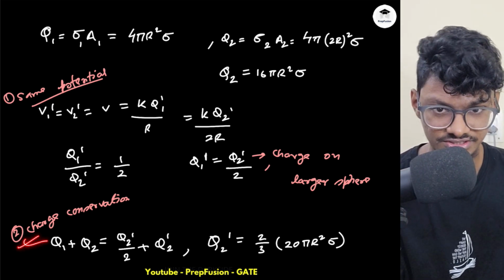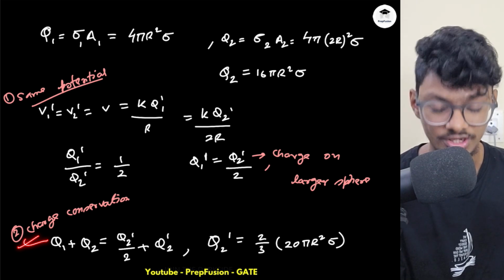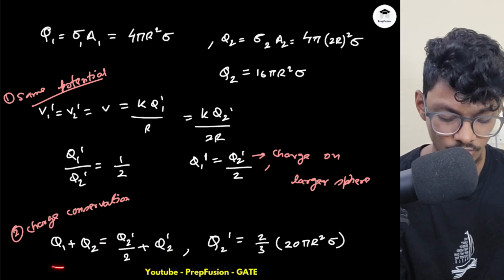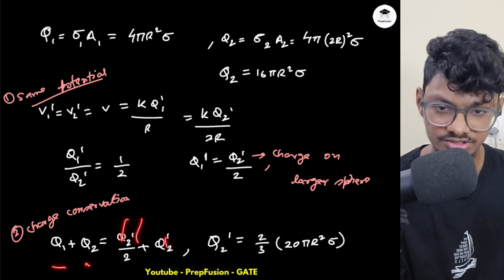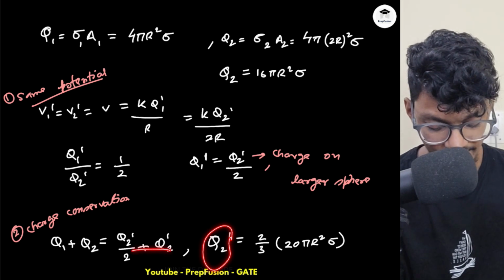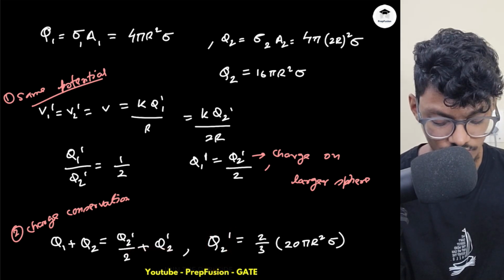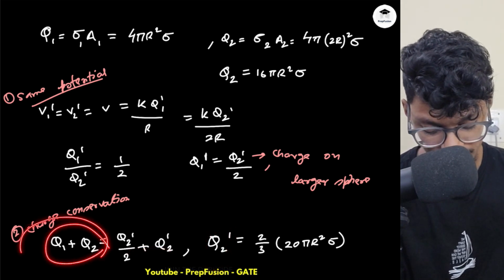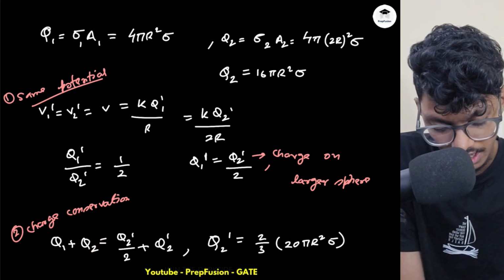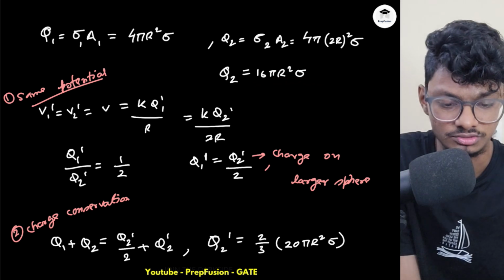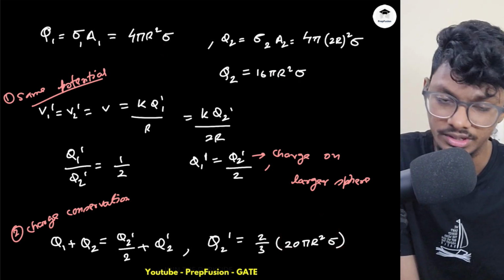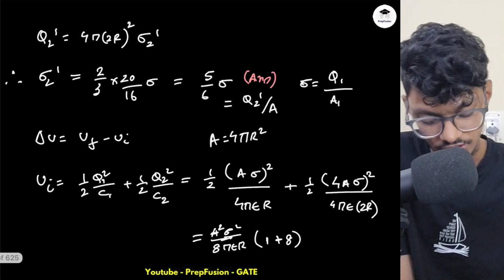Now I will use charge conservation. Basically initial charge will be equal to final charge. Initial I had Q1 plus Q2, final I had Q1 dash plus Q2 dash. Q1 dash is this, Q2 dash is this. If I add these two, this will become 3 by 2 Q2 dash equals Q1 plus Q2. Now what is Q1 plus Q2? Q1 is 4 pi r square sigma, and Q2 is 16 pi r square sigma. If I add these two, this will be 20 pi r square sigma, and I have to multiply by 2 by 3 to get my Q2 dash. So I got my Q2 dash.